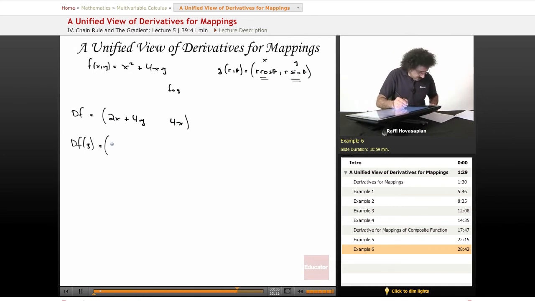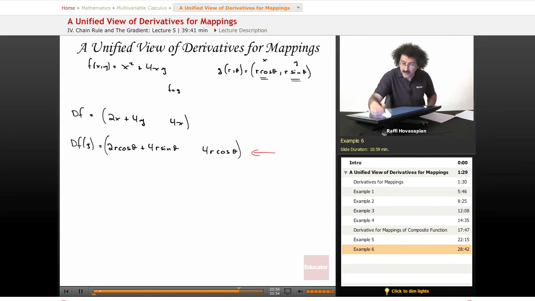So we end up with the following. We end up with 2r cosine theta plus 4r sine theta, and we end up with 4x, which is 4r cosine theta. So this is our first.